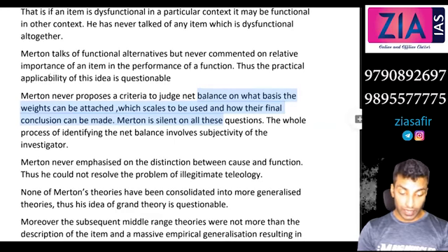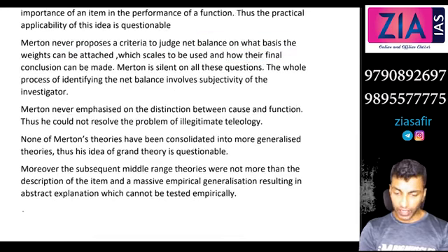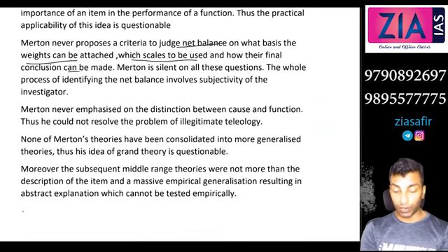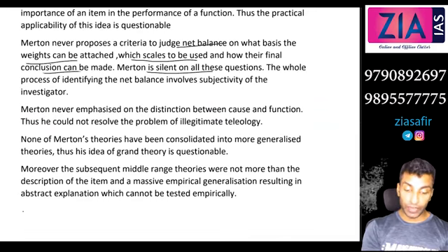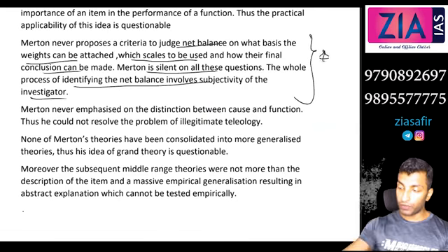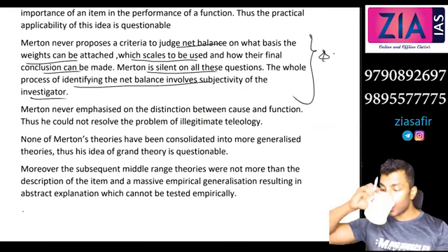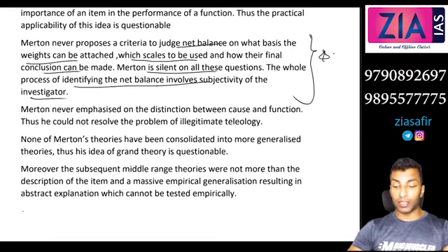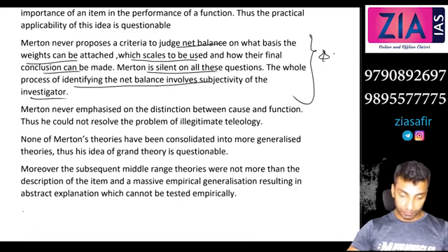Merton never proposes a criterion to judge the net balance. I've already told this point. To judge the net balance, on what basis can the weights be attached, which scale is to be used, and how can the final conclusion be made? Merton is silent on all these questions. The whole process of identifying the net balance involves the subjectivity of the investigator. So I hope, Aman, you got the answer for your first question. Yes, sir, got it. So Merton proposed a method. Based on the method, you can ensure objectivity. But for that, the investigator also has to cooperate.